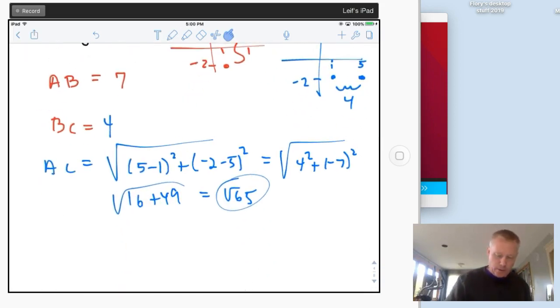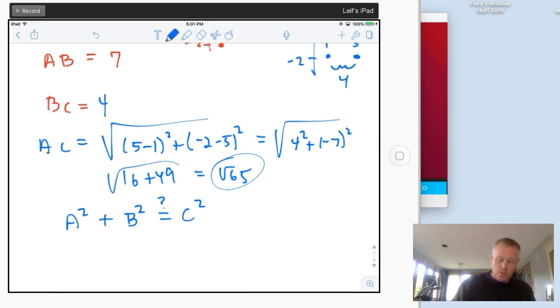Okay, so here we go. Let's see which one's the biggest side, because I'm going to plug it into the Pythagorean theorem. What is important is which one's the biggest. Put a little question mark there. Does it equal? So square root of 65 is bigger than 7. Okay, so that's actually the biggest one.